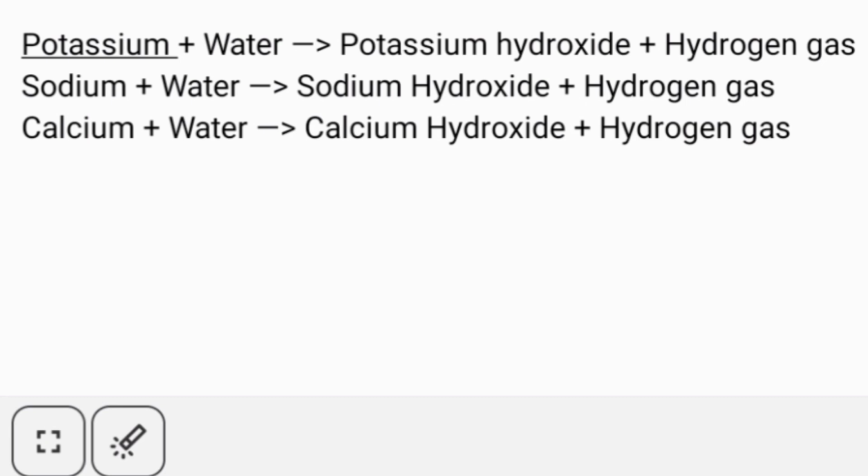Potassium plus water, you form potassium hydroxide and hydrogen gas. Sodium, you form sodium hydroxide and hydrogen gas. And calcium, you form calcium hydroxide and hydrogen gas. You can try and write the equation between magnesium and water.